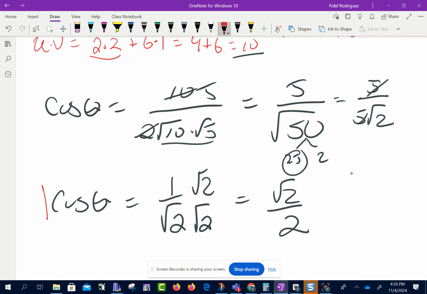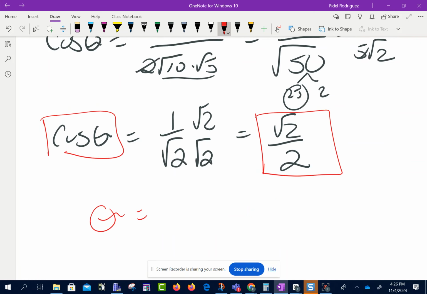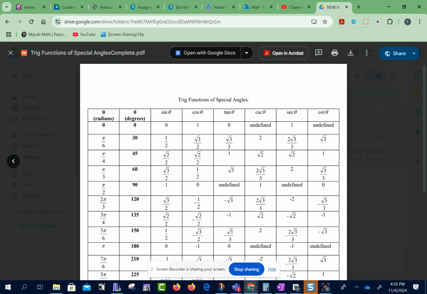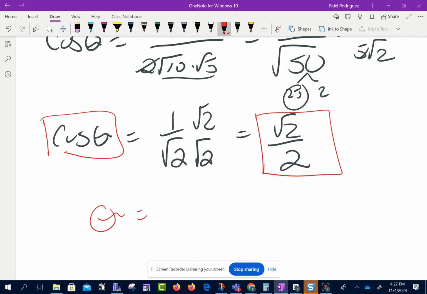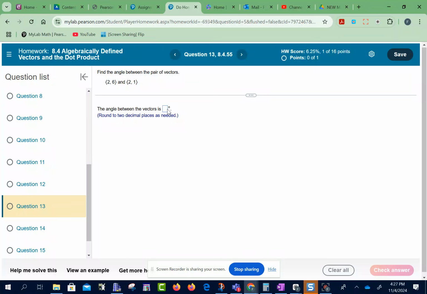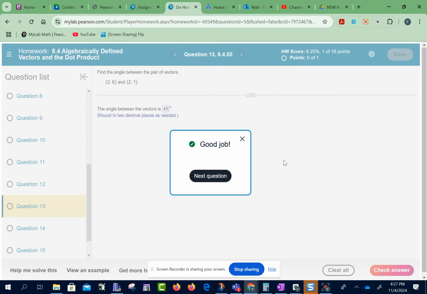So if I'm asking myself, the cosine of my angle is equal to the square root of 2 over 2, what would my angle have to be? Again, I can come back over here and say, look, right here, when the cosine of my angle is equal to the square root of 2 over 2, my angle should be 45 degrees. Okay. So I'm going to come back this way, and right here, I'm going to enter in 45 degrees. Let's check it. And we got it.